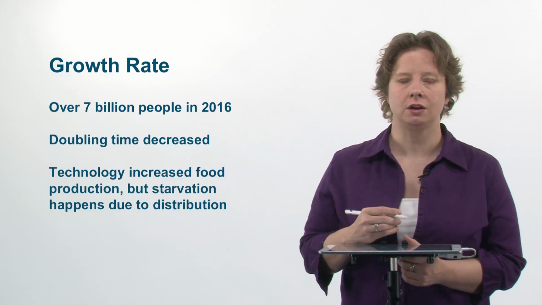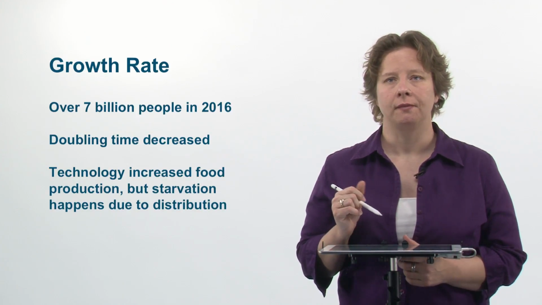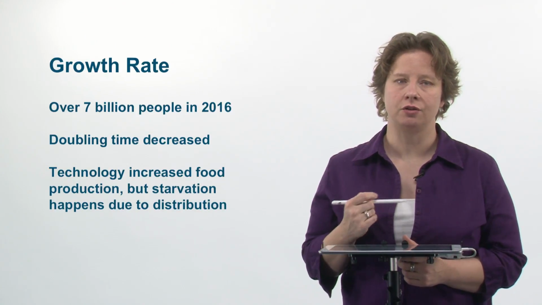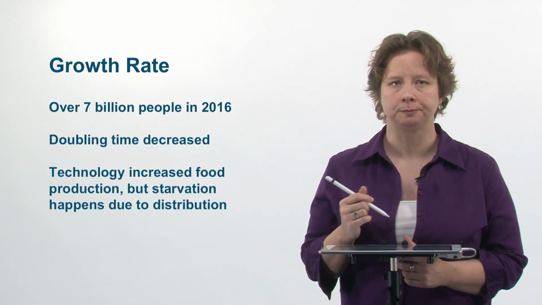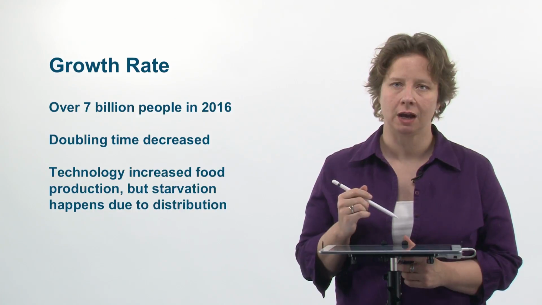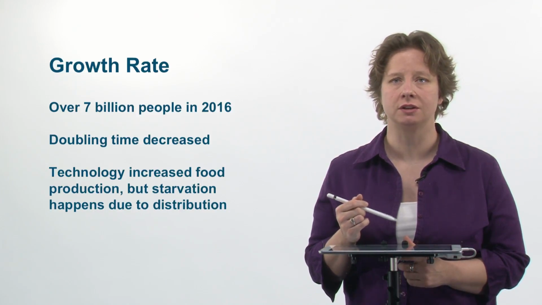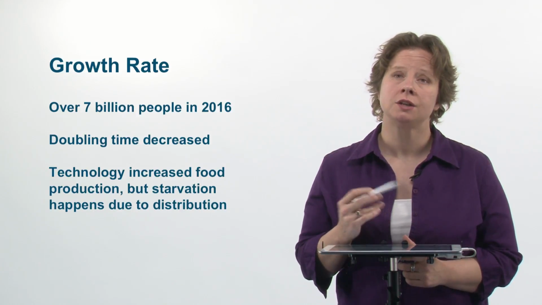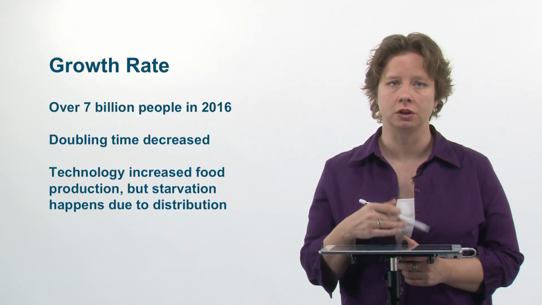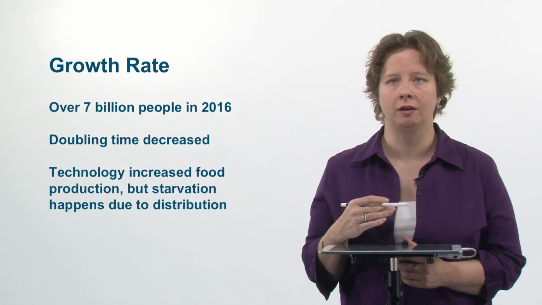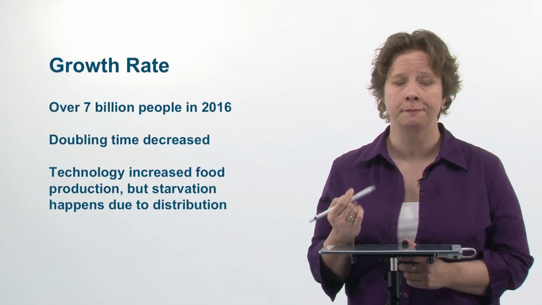The human population growth rate has increased very much in the last 100 years. By 2016, there are over 7 billion people. The doubling time of the human population has decreased as well. So that means that it takes less time for the human population to double than it used to. Basically, it means we're growing at a much faster rate than we did before.